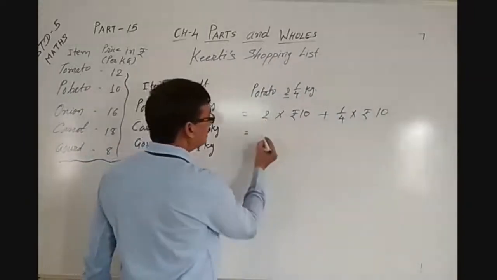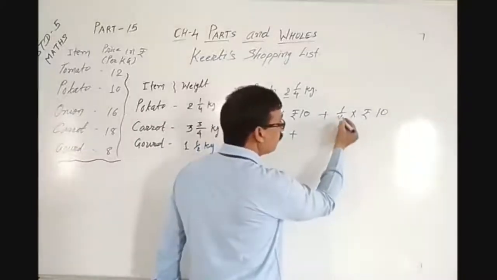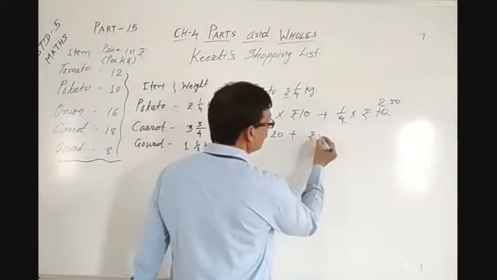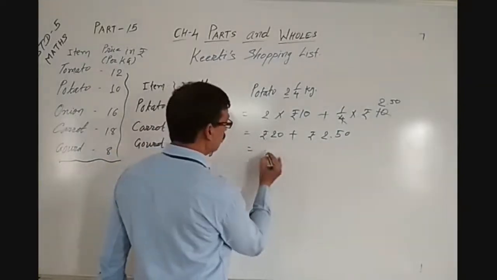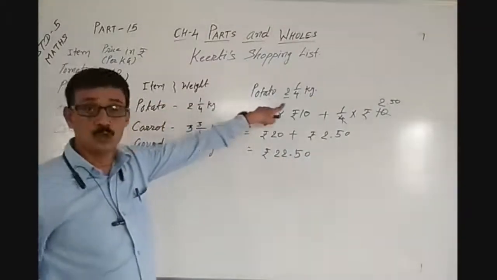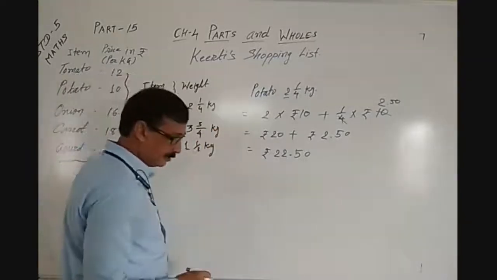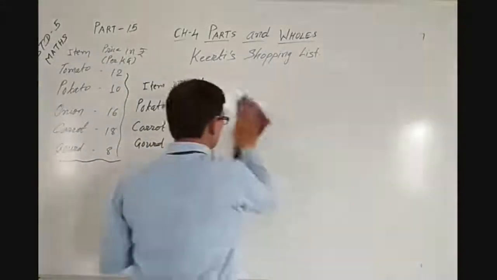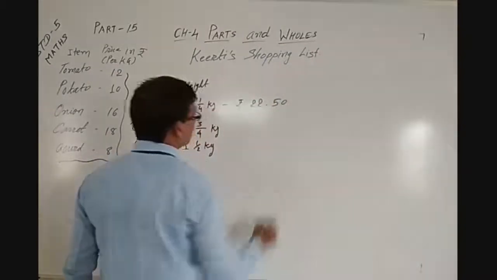And hence it will be 2 tens are ₹20 plus cost of 1/4 kilogram. Now 1/4 of 10 will be 2.5 rupees. Okay, so it is equal to rupees 2.50, that is 2 rupees and 50 paisa, and it is equal to 20 plus 2.50, that is 22.50. So the cost of 2 and 1/4 kilogram of potato will be 22 rupees and 50 paisa. So let me write down here, the cost of potato will be rupees 22.50. Okay, that's what we found out.